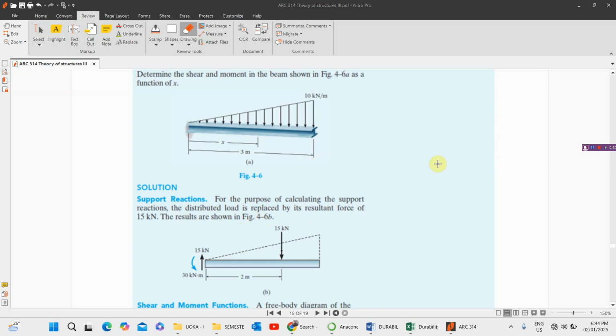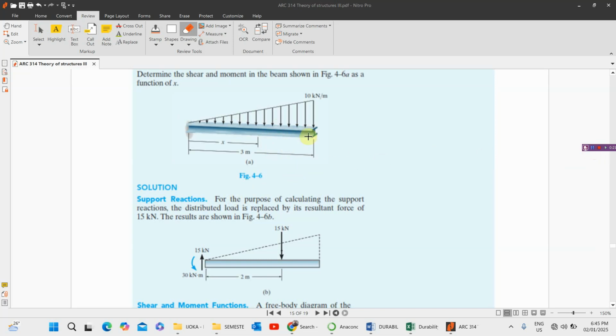Now, should it be 15 kilonewton? No, I don't think that should be 15 kilonewton. Why? Because it's a gradually increasing load. It's not a uniformly distributed load. If it were a uniformly distributed load, we can just say 10 times 3, then we have 30, then we can say half here. But this particular one is not so. So I disagree with this a little bit, but let us look at the calculation. Let us do the calculation ourselves and find out what it is.